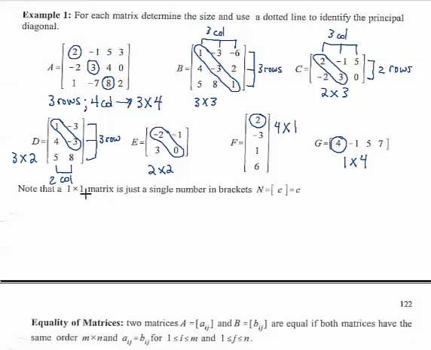Okay, and then we have a note here at the bottom. You can have a matrix with only one element. This is a 1 by 1, 1 row, 1 column, and that would be equal to just the number inside of the matrix. So you can write it with the matrix bars around it, or just as the number itself.